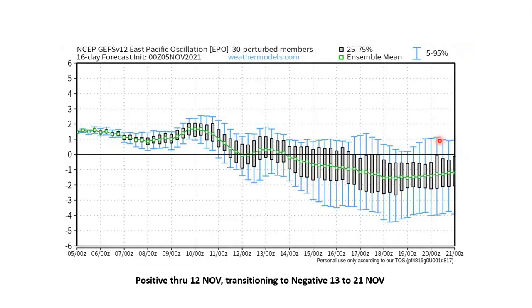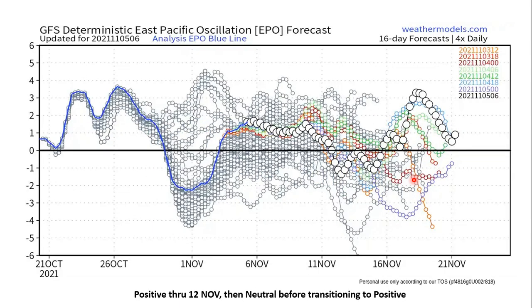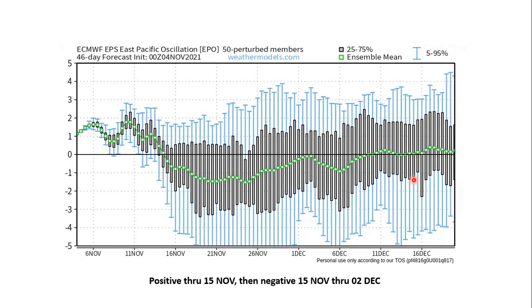The NCEP GEFS V12 EPO 30 perturbed members, pay attention to the green line here, showing a positive trend to the EPO, transitioning neutral, and then down to negative. Look at this one, the GEFS V12, showing the EPO going significantly negative from the 13th to the 21st of November. So if I'm looking at this, both the GFS Ensemble and the European Ensemble are showing the general negative trend to the EPO beyond the middle of November.